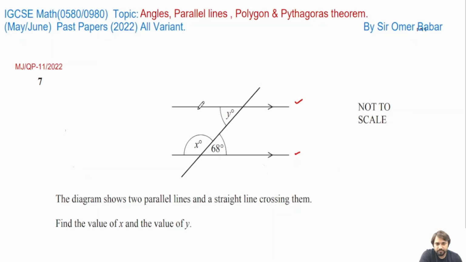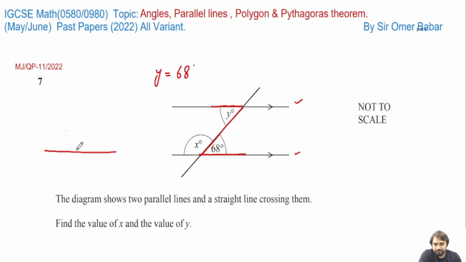How can we do that? We can look at the diagram and we have a z-shaped angle. And this z-shaped angle is called alternate interior angles. So by using the rule, we have y is equal to 68 degrees because of alternate interior angles. And what about this x?